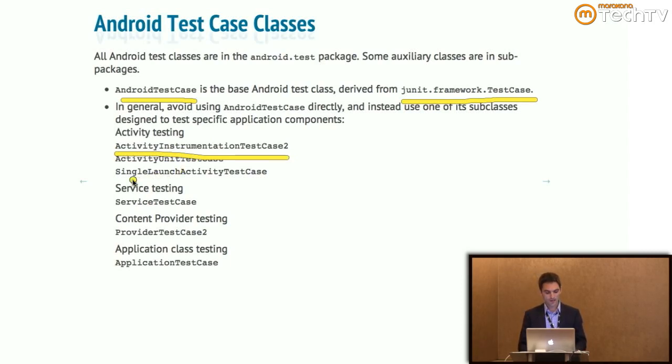So they basically have a couple of them for activities. ActivityInstrumentationTestCase, this is if you're only going to launch it once. ActivityUnitTestCase, this is a standard one. And then you have SingleLaunchActivityTestCase, that's if you have an application with just a single activity. There's a ServiceTestCase, ProviderTestCase, and ApplicationTestCase. So these are the parent classes that you would subclass to test any of those specific activities, services, providers, or application.